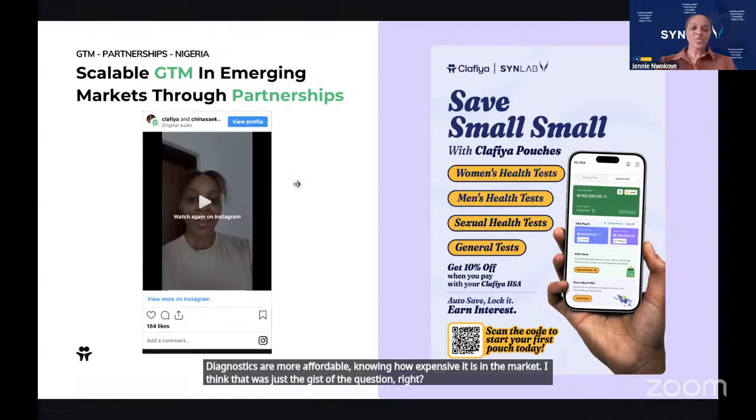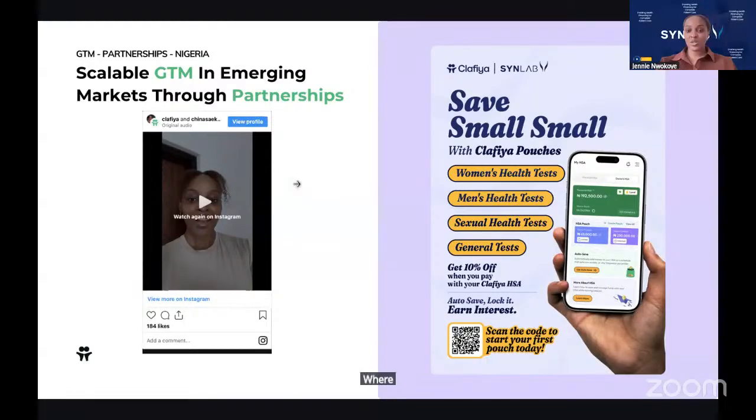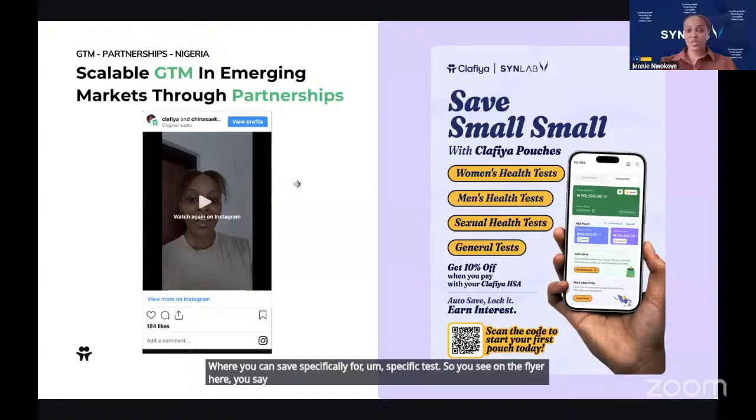So what we are currently doing right now in partnership with SynLab is launching our pouches, or a pouch, where you can save specifically for specific tests. So you see on the flyer here, you can save for your health tests, your men's tests, your sexual health tests, or general tests. When you contribute to your savings, you get 10% in, and when you're ready to do that test, you can take the money out and pay directly at SynLab and get 10% off.